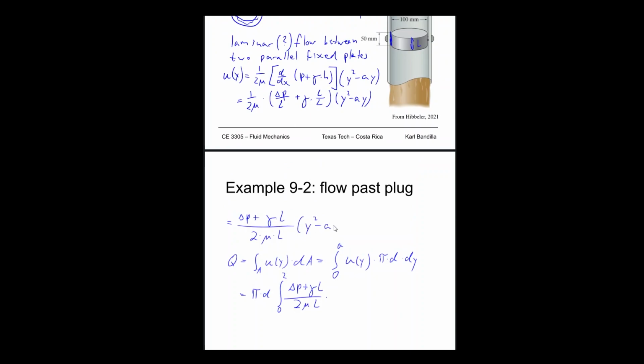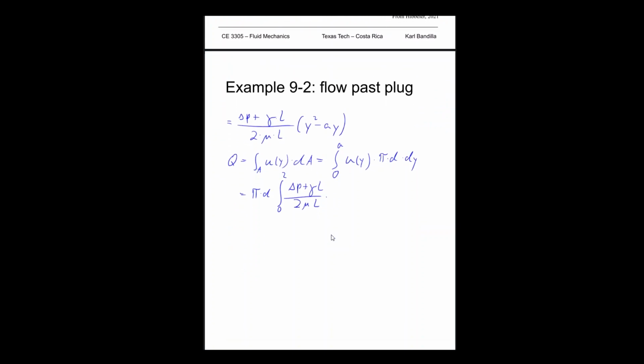Otherwise that would be a very easy integration. So we have that times y squared minus ay dy. The front part is all constant, so we can pull that out. So we would have pi times d times delta p times gamma times L divided by 2 mu and L. And then we have the integral from 0 to a of y squared minus ay dy.